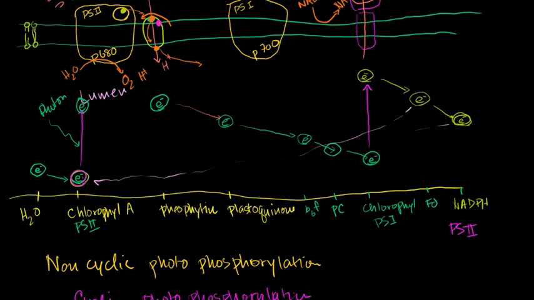That is cyclic photophosphorylation. So you can imagine in this situation, since the electron never ends up at NADP+, you don't end up producing NADPH. And since you're replacing this electron from the electron transport chain directly, you don't have to strip the electrons off of the water, so you're not going to produce your oxygen.